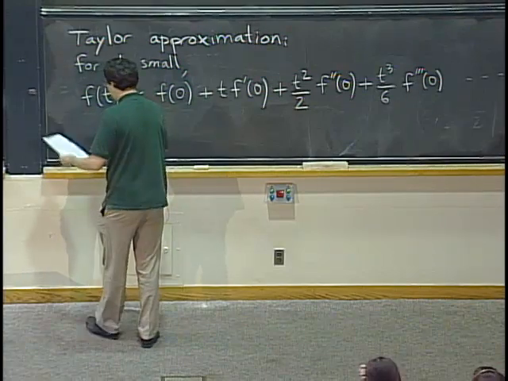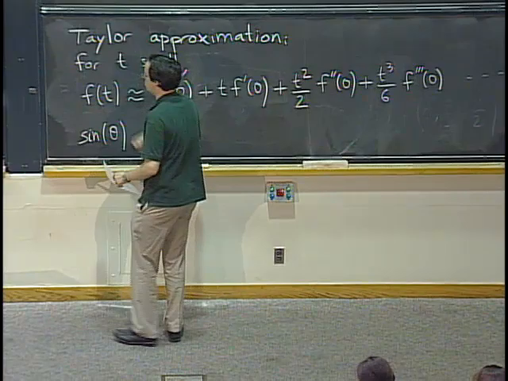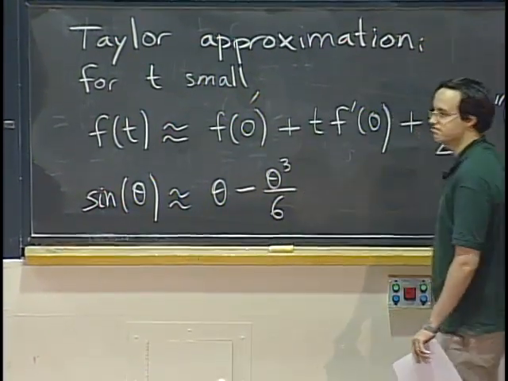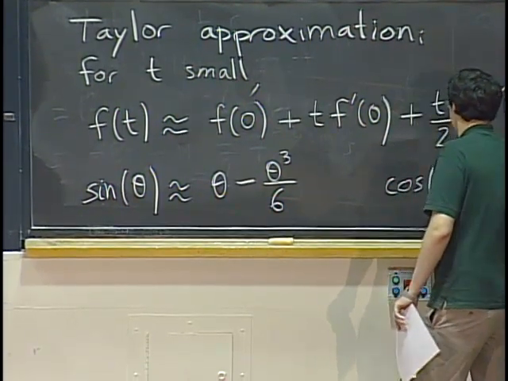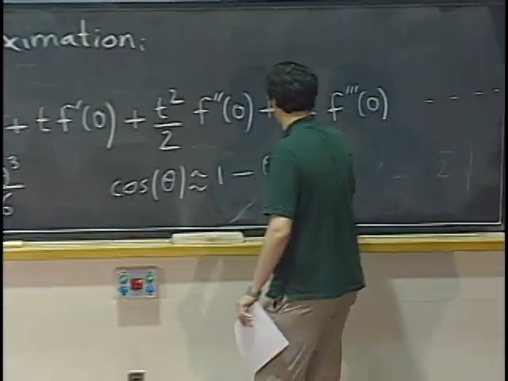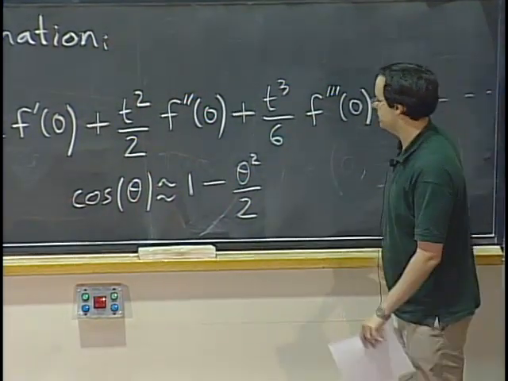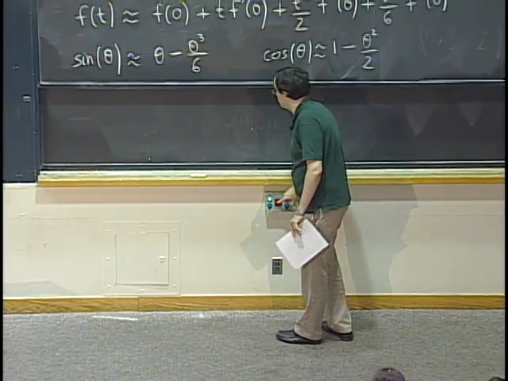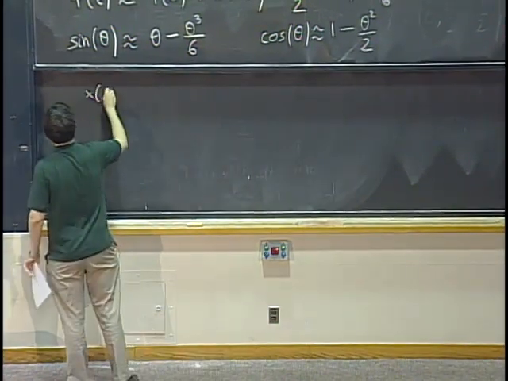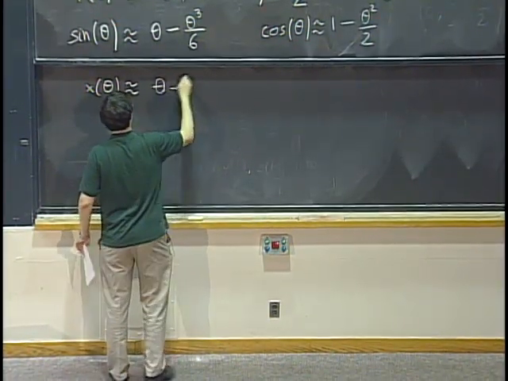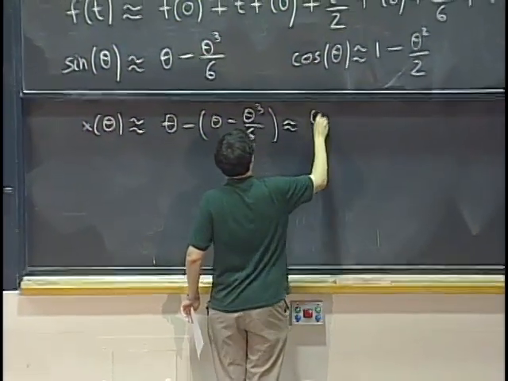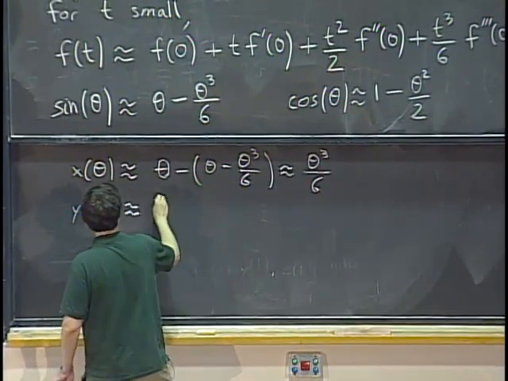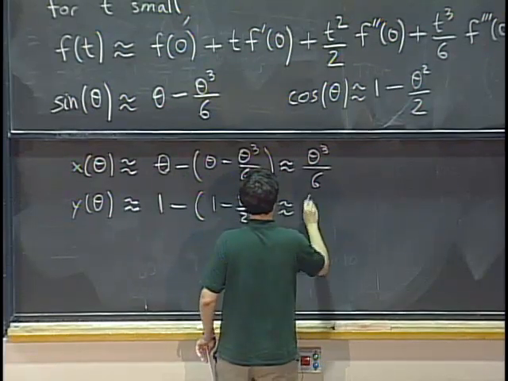So if you use this here, it tells you that sine of a small angle theta looks like theta, but if we want to be more precise, then we should add minus theta cubed over 6. And cosine of theta, well, it's not quite 1. It's close to 1 minus theta squared over 2. These are slightly better approximations of sine and cosine for small angles. So now if we try to figure out what happens to our x of theta, that will be theta minus theta cubed over 6, so that's theta cubed over 6. And y, on the other hand, is going to be 1 minus that, which is about theta squared over 2.